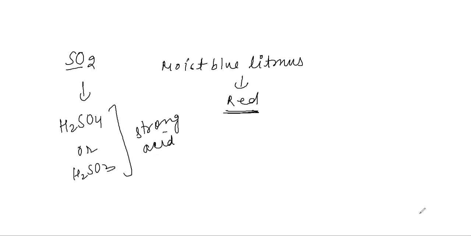Weak acids are those which do not dissociate completely, right? And the strong acids are those which dissociate completely, right? So that is the reason SO2 is going to give you here proper red color. Done. Now, the test for SO2.